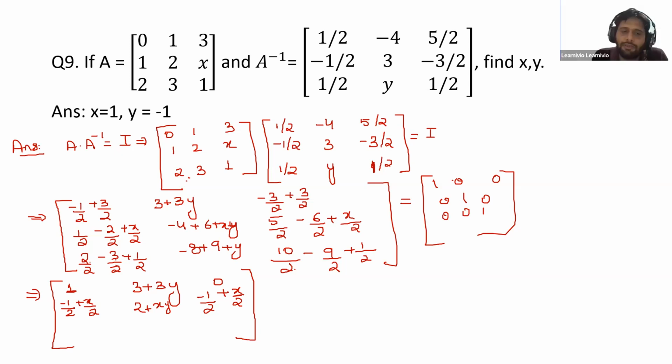Okay, the last one. 2 plus 1 is 3. 3 minus 3 is 0. We'll get a 0 here. -8 plus 9 is 1. 1 plus y. 10 minus 9 is 1. And 1 plus 1 is again 2. 2 by 2 is again 1. So this will be equal to 1 0 0, 0 1 0 and 0 0 1. Okay, Abdul, is this clear?